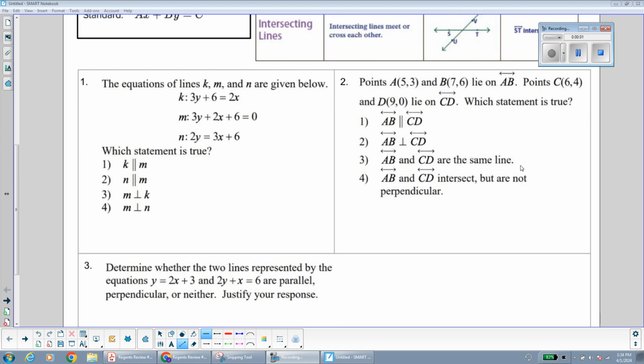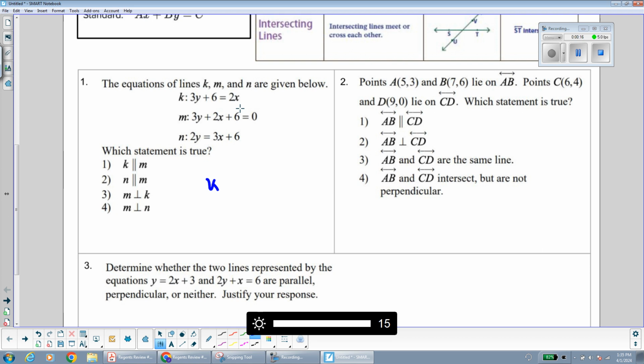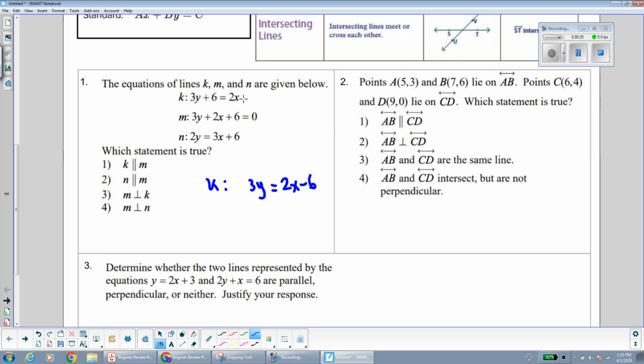For the first question on this Regents review, we're looking for the true statement. So in order to tell the relationship between the lines, we do need to solve each one for y and put it into y equals mx plus b form. So for k, my first step is I'm going to subtract 6 from both sides. I'm just going to make a note this is for k. So I have 3y is equal to 2x minus 6 when I subtract the 6.